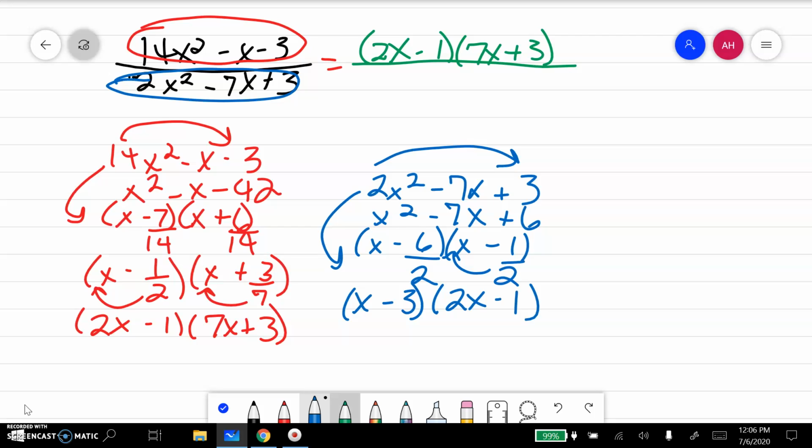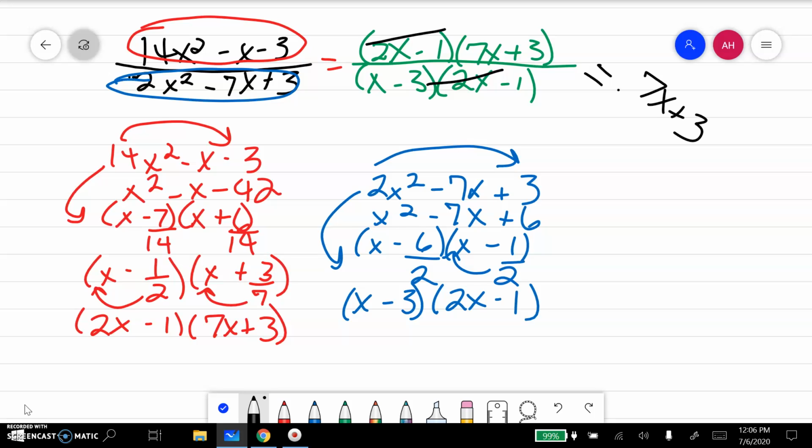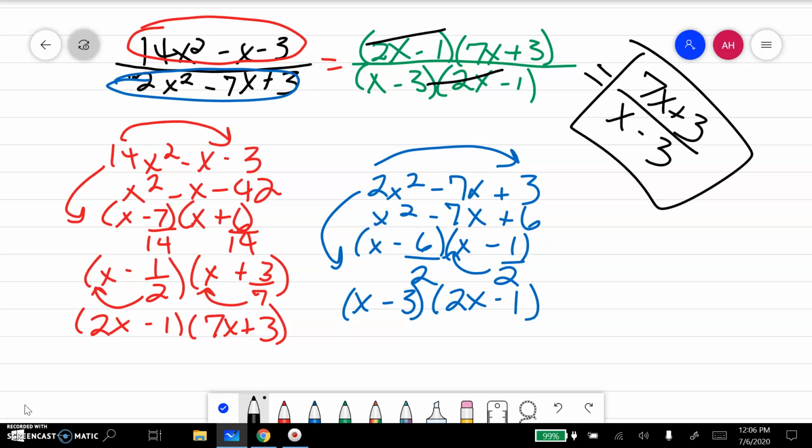So we've got x minus 3, 2x minus 1. And then you can cancel. So we're going to cancel 2x minus 1. And that leaves me with 7x plus 3 over x minus 3. And remember, you cannot cancel those 3's because of that plus and minus in the middle. So that is your final answer.